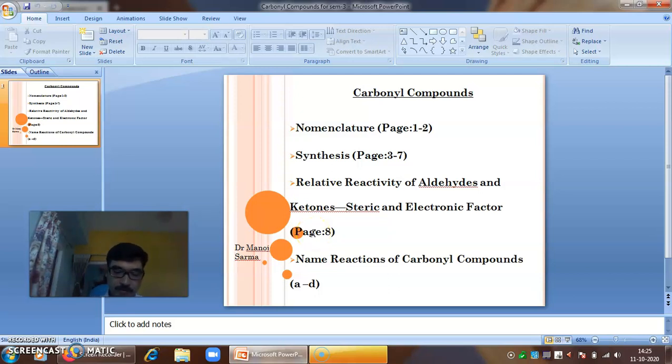Then again, we have given Swern oxidation. It is Swern oxidation when dimethyl sulfoxide along with oxalyl chloride in presence of a base such as triethylamine is used, then it is called Swern oxidation. Here also we have seen that a primary alcohol is oxidized to aldehyde.